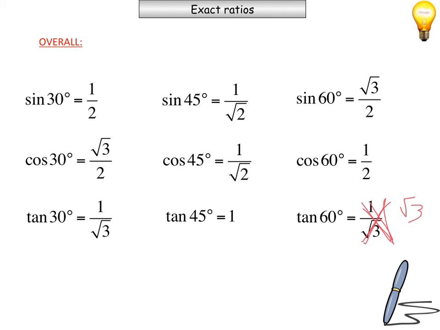If you don't memorize them, that's okay. You can quickly draw up the triangles and evaluate those.